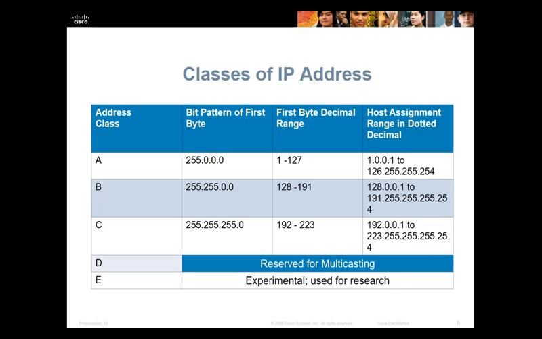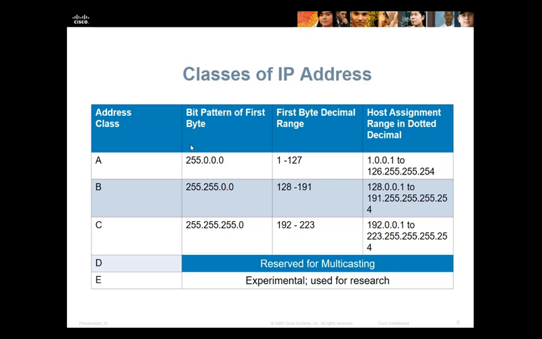There are different classes of IP address. The first class of IP address we have is our class A IP address. The second class is our class B IP address. The third is class C, class D, and then class E. Now, your class A IP address has a pattern of 255.0.0.0, and the first byte decimal range is from 1 to 7. And then your class B IP address has a range of 255.255.0.0, and the byte range of 128 to 191.